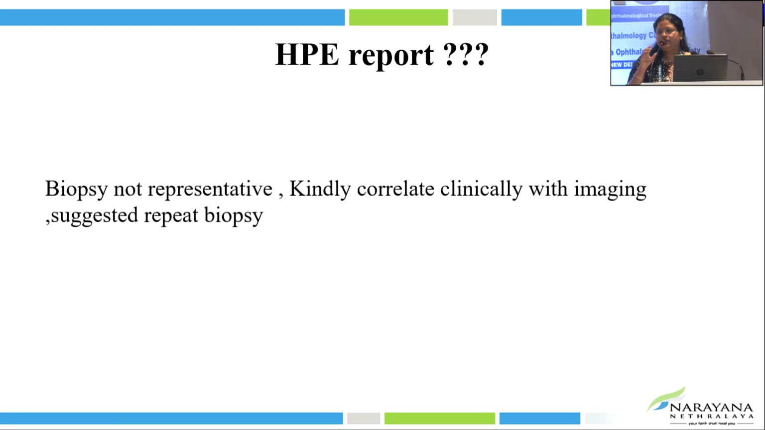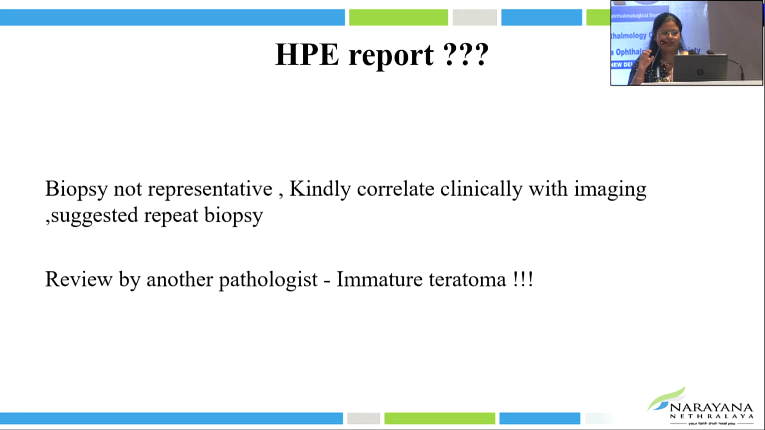So this was my report: biopsy is not representative, and kindly correlate again and send us a repeat biopsy sample. This doesn't go well with the clinicians most of the time, and sometimes even with the patients. So our patient took the sample back for a second opinion, and guess what? This was the review: immature teratoma, because the other pathologists saw a lot of fat cells, a lot of ducts and cartilage there. But for an ophthalmic pathologist, no, I know I'm looking at the trochlea of the superior oblique. So it's very important to get back.